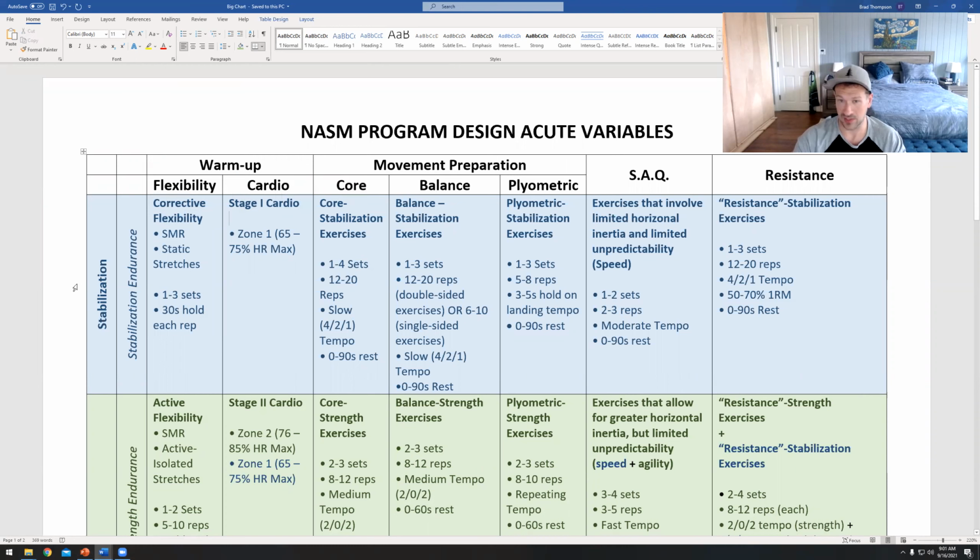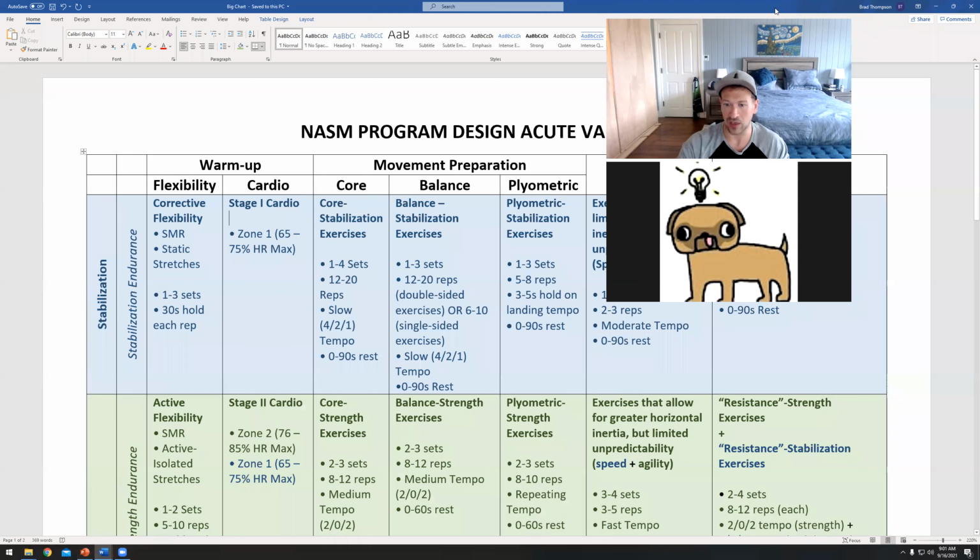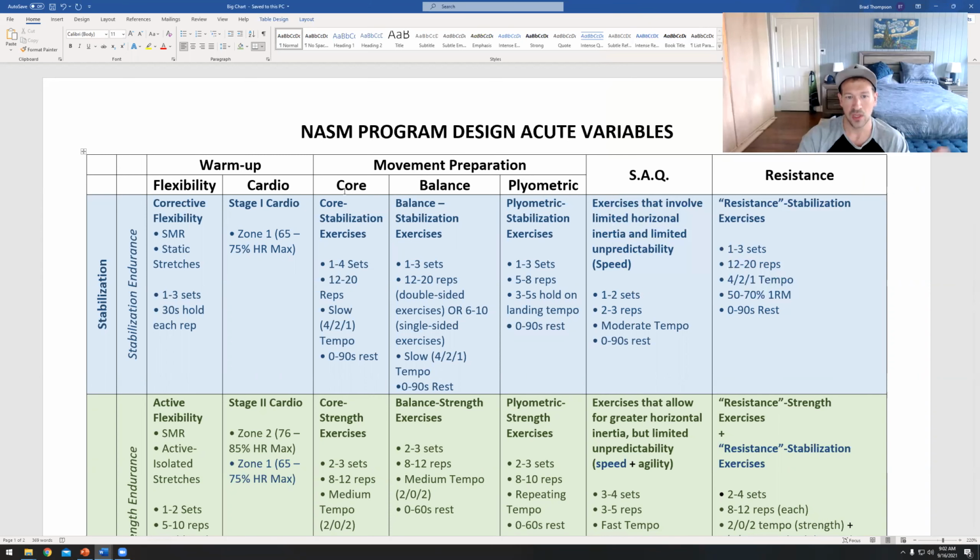Everything corresponds with 1. Stabilization is level 1, right? So we can see corrective flexibility. We can see stage 1 cardio. Now, what is stage 1 cardio? Well, you guys remember, it's the type of cardio that tool bag has only 1 tool in it, which is zone 1. Okay, so that's going to be 65% of your heart rate max up to about 75% of your heart rate max, 65 to 75, right? So there's that tool bag, right?